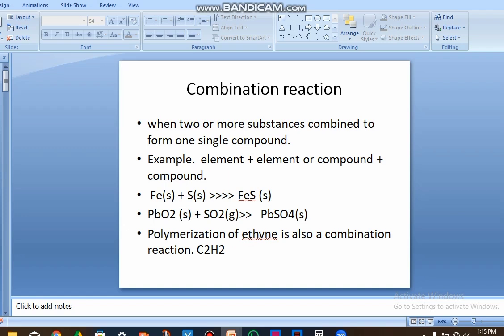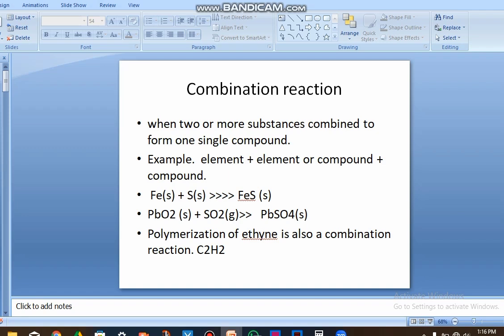So don't let this English confuse you. It's just combining two things together. Hydrogen reacts with oxygen to produce water, isn't it? So hydrogen and oxygen are combining to form water. That is the meaning of combination.